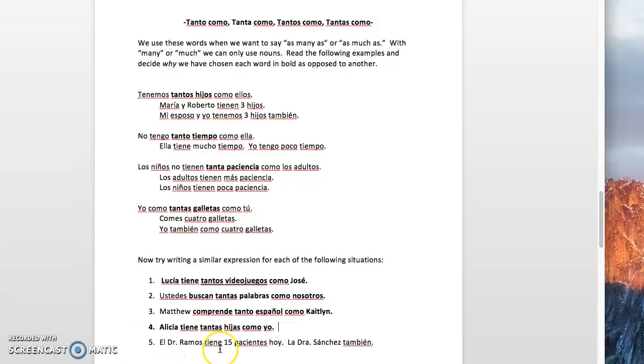El doctor Ramos tiene 15 pacientes hoy. La doctora Sánchez también. La doctora Sánchez, el verbo es tiene. Pacientes we can assume is masculine, unless they were all female patients, in which case we could say tantas. We'll say tiene tantos pacientes como el doctor. I forgot what his name was that I put as the example, but I'm going to put el doctor Ramos.